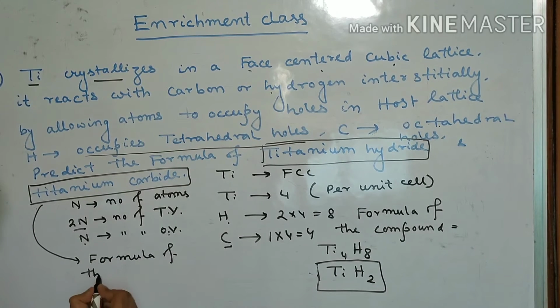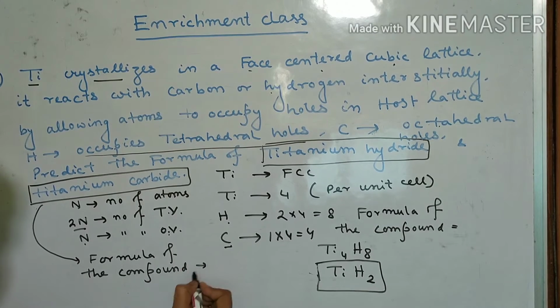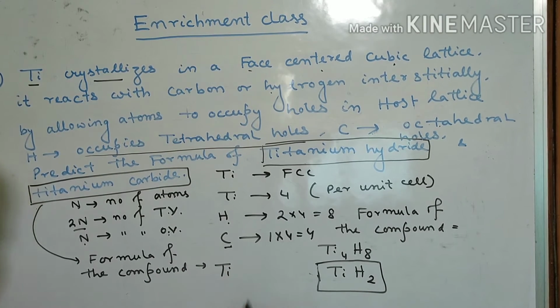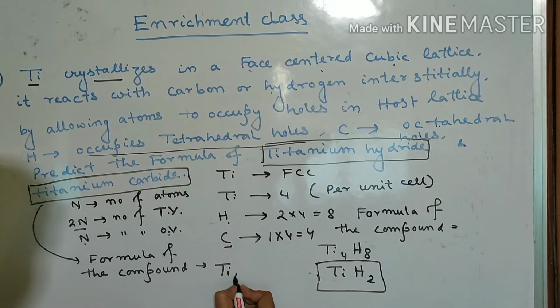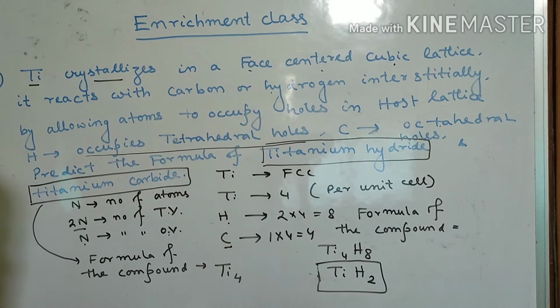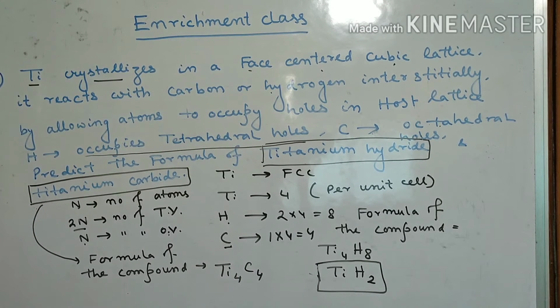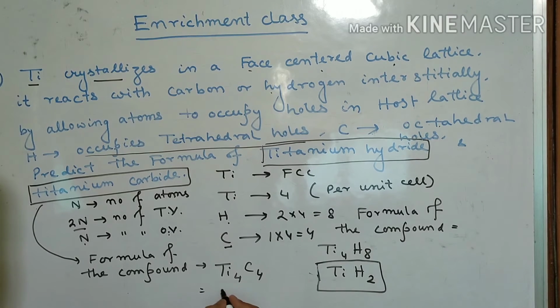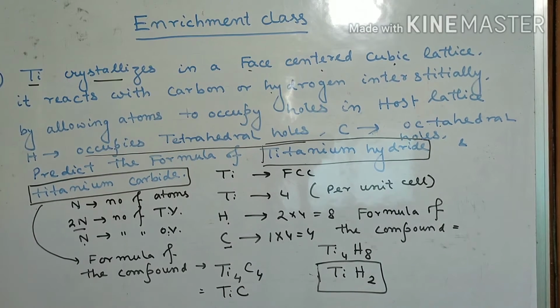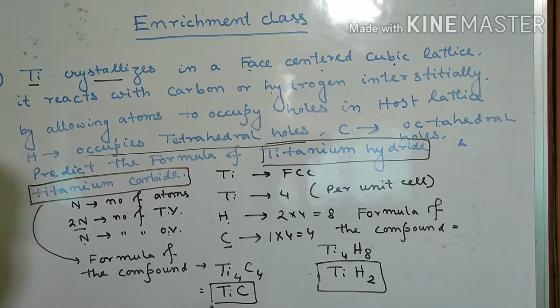So the formula of the compound should be Ti4, because in a unit cell there are 4 titanium atoms, and how many carbon should be there? 4 as well. So the formula should be TiC, because both of them are 4. So these are the two formulas which we have determined.